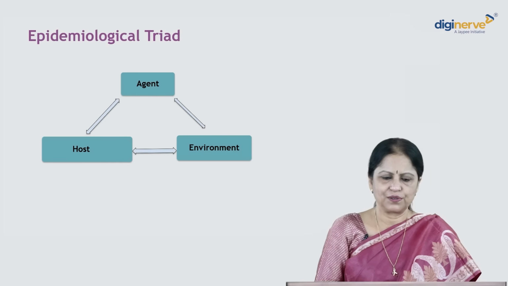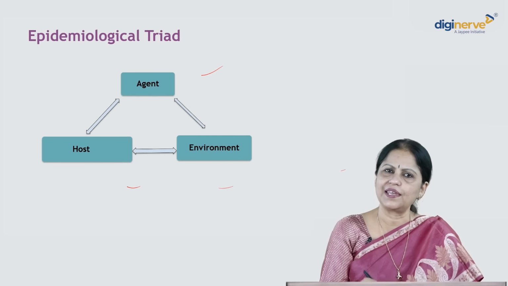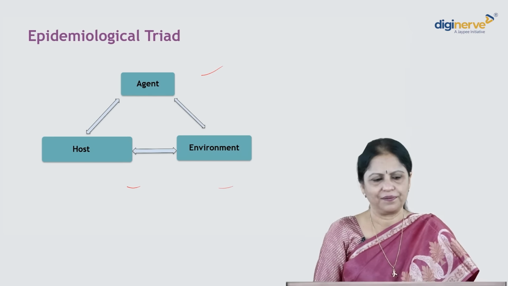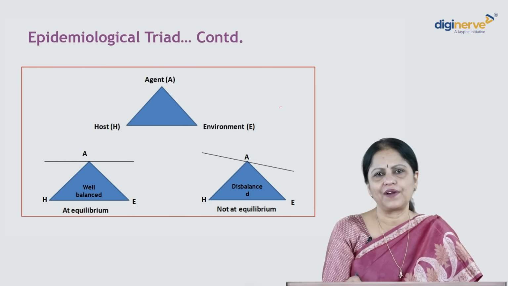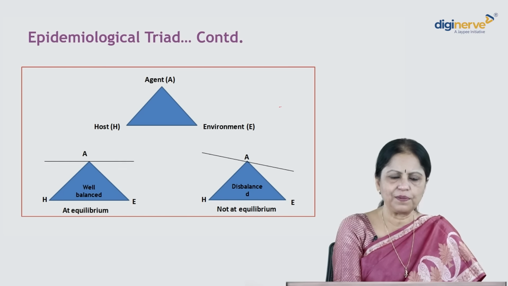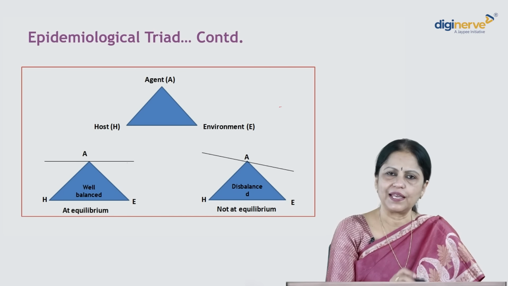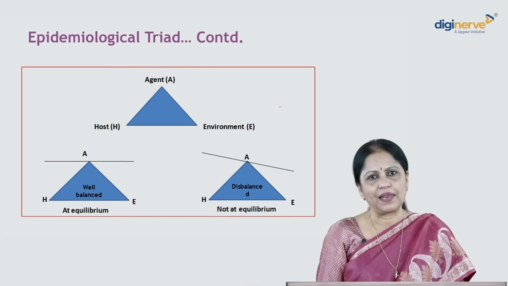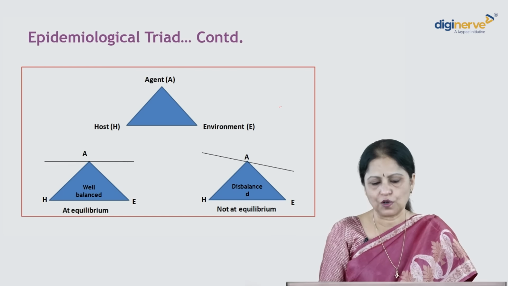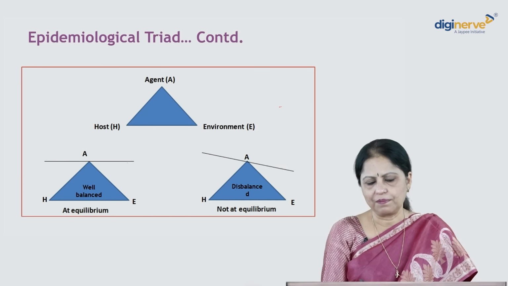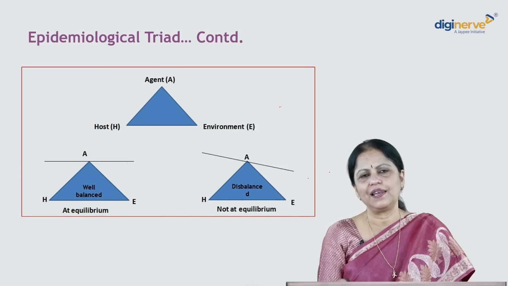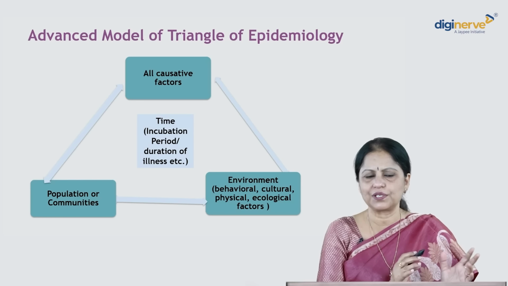Now I'll explain the epidemiological triad. This is the triad: agent, host and environment, a very simple model. This is what happens. The agent is there, host is there and environment is there. If they are in equilibrium, the person will remain healthy. If it is disbalanced, the equilibrium is lost, it will tilt to one side and the person will get the disease. So this was the simple model expressed through agent, host and environment.